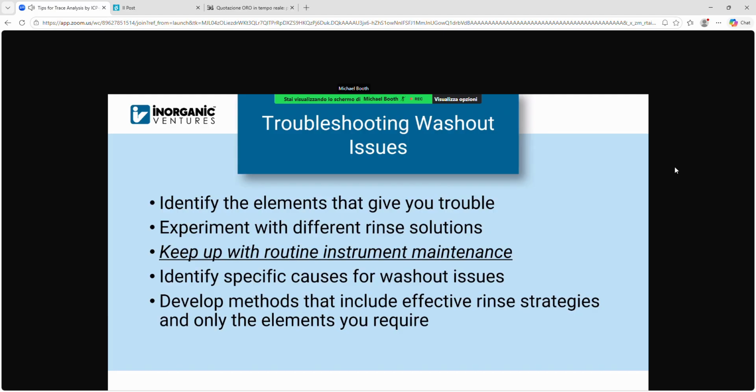And again, your sample introduction system can have a big part to play in that as well. So if you're struggling with it and you just can't find a solution, talk to the folks at Glass Expansion. They'll be able to help you out. Whoever you're working with for your instrument or your sample introduction system, they'll be able to help you select maybe a better spray chamber to improve that washout as well.